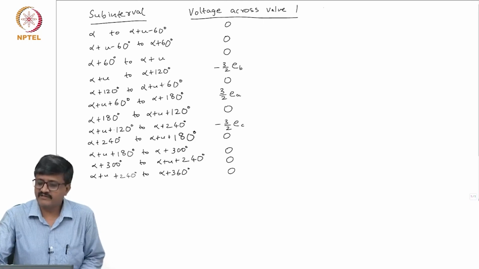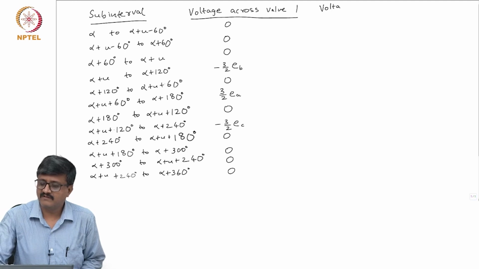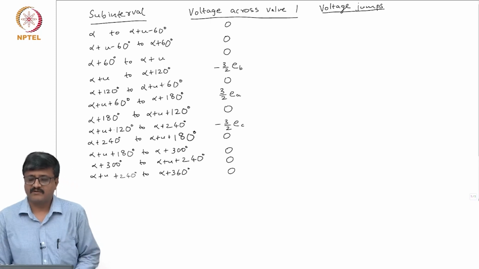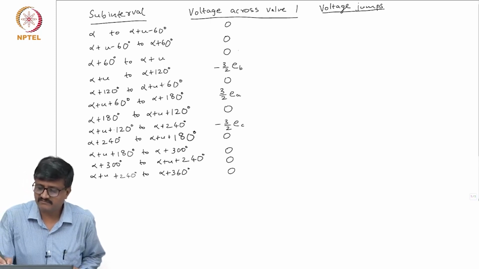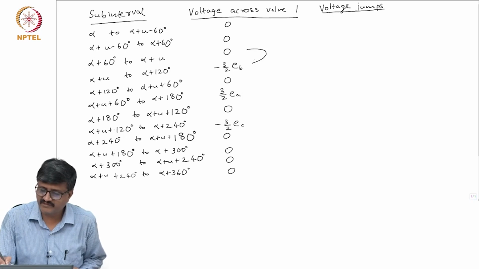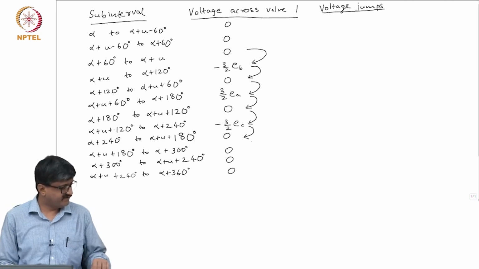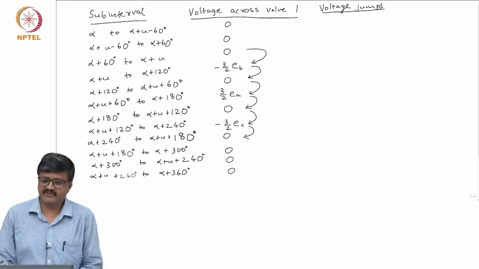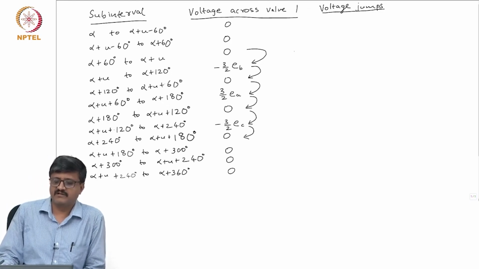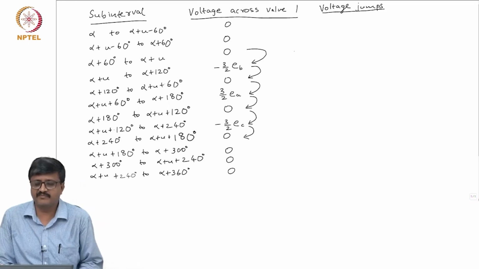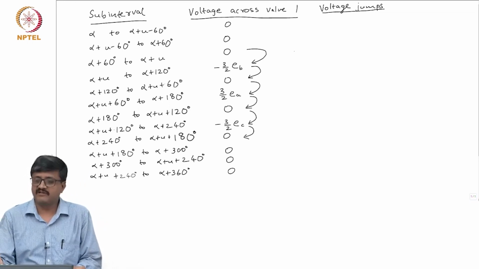So if I want to know what are the voltage jumps, we see that there are how many jumps? 1, 2, 3, 4, 5, 6 jumps. So from here to here, here to here, here to here, this one, and finally this one. So the expression for these 6 voltage jumps, I will directly write. What you need to do is take the expression for voltage across valve 1 and substitute the appropriate value of omega ot, you will get the voltage jump.